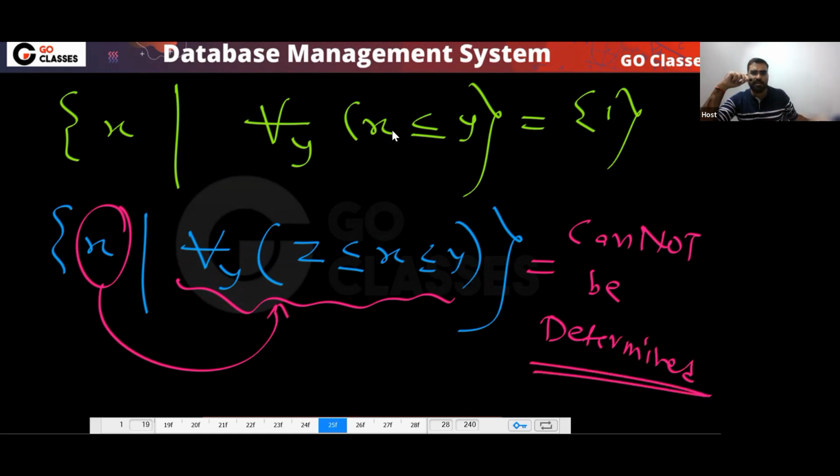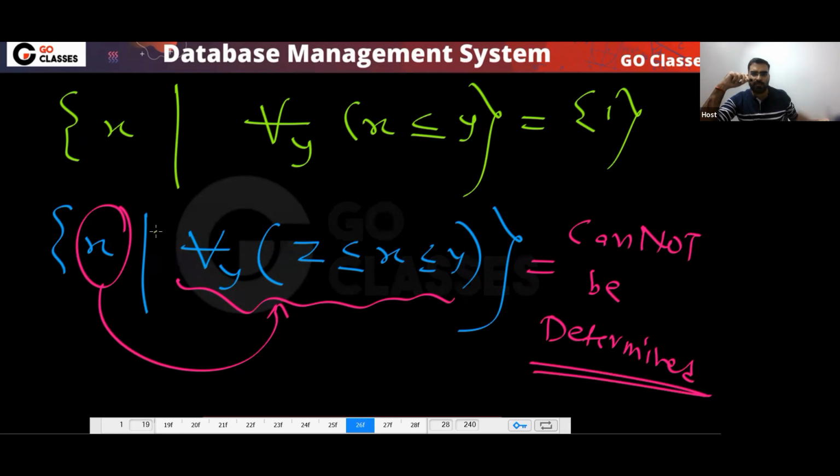Is this clear? Because we need the value of z also. So this z must be bounded. Agree or not? Here I cannot determine this, but if I make it bounded, it will become determined.